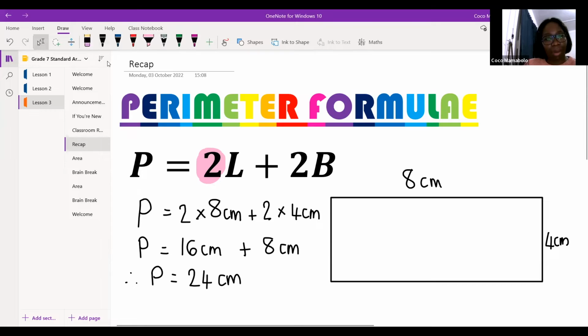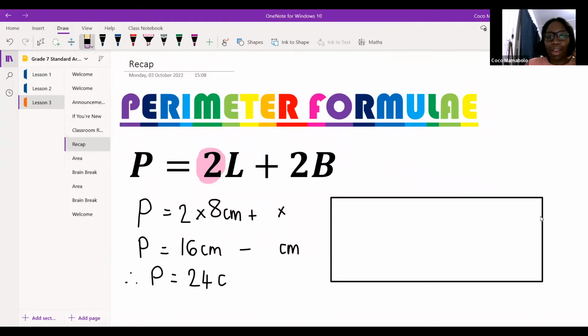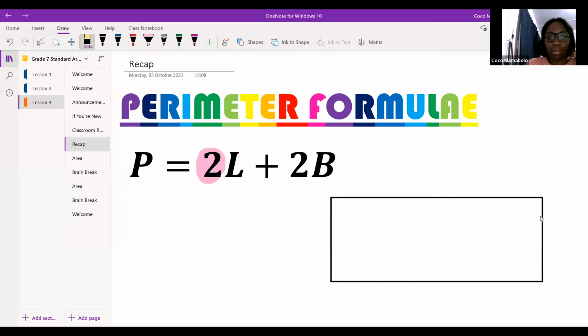I think you've caught everyone up, because this is what we did last Wednesday. Let's do another one together. I'm going to erase everything that I've got here. Okay, if my length is 7 meters and my breadth is 5 meters, what am I writing? Take it away.